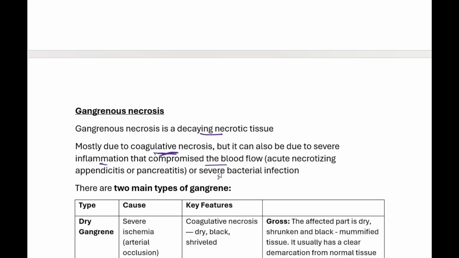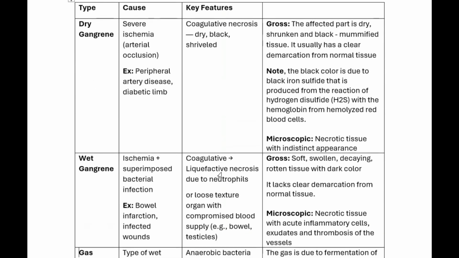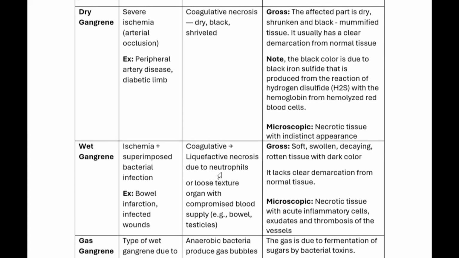Gangrenous necrosis. Or if somebody has a very severe bacterial infection leading to edema of those tissues, that will also compromise blood flow, as we're going to see when we talk about acute inflammation, and that will also lead to what? Gangrenous necrosis. So there are two major types of gangrenous necrosis. We have dry gangrene and wet gangrene, and under wet gangrene we also have gas gangrene.